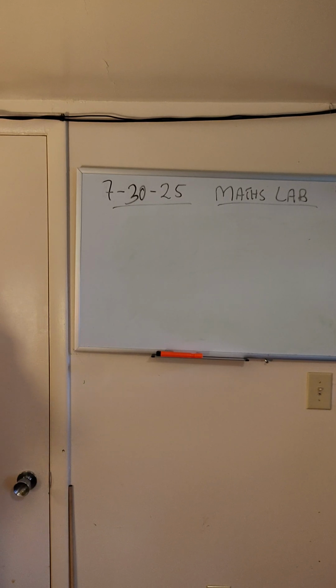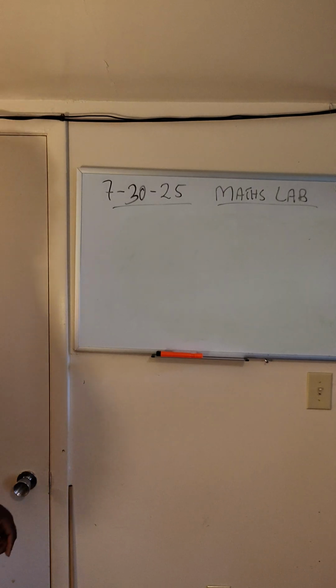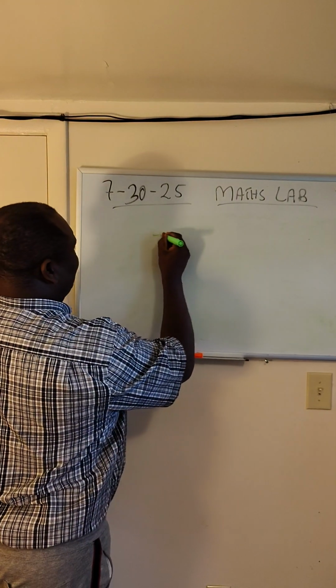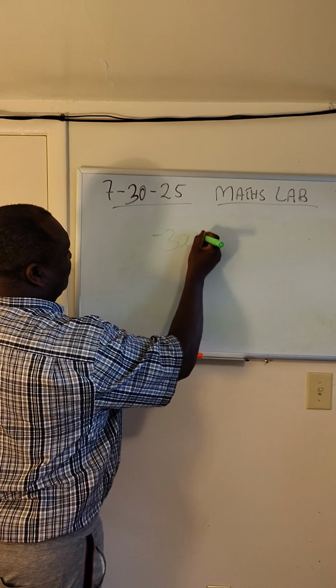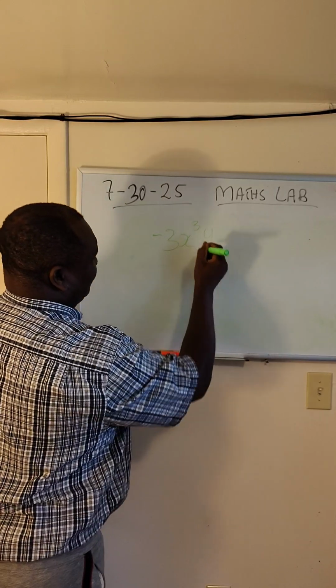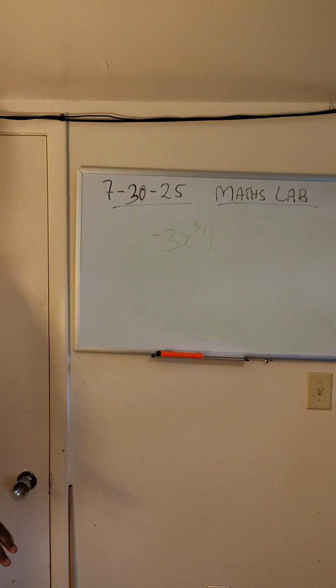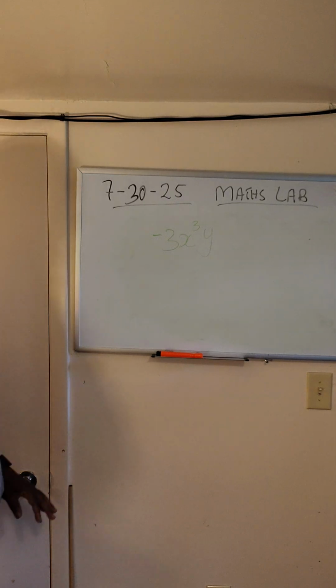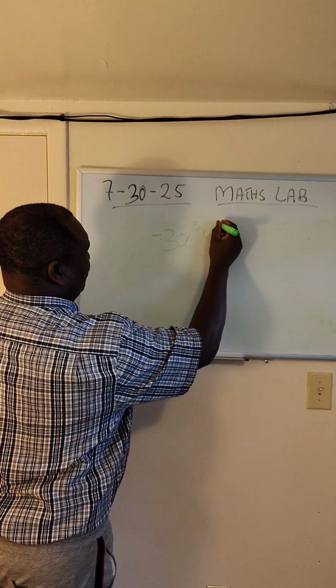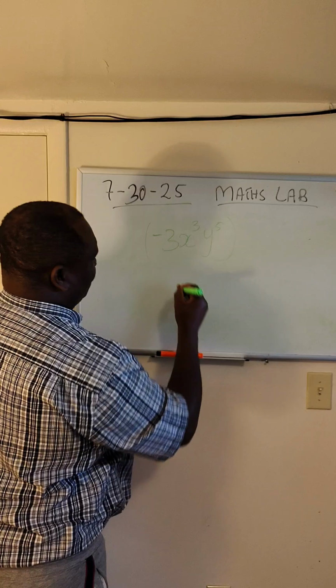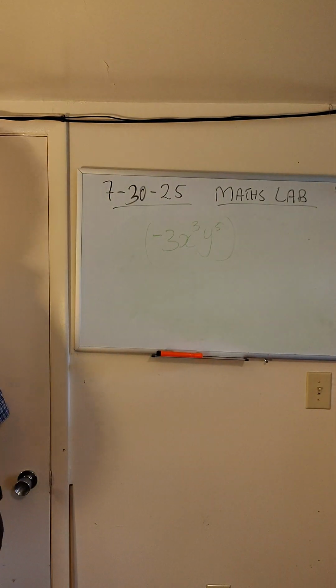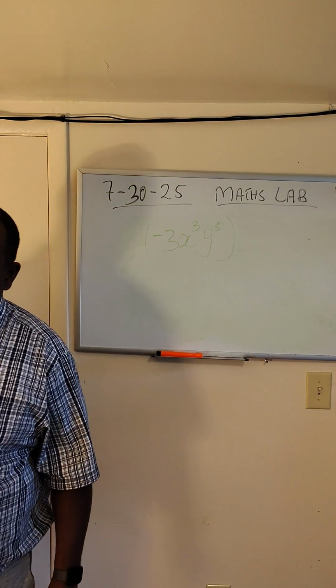So now let us simplify with real numbers. We have real numbers that are also mixed with variables. So now we've been given negative 3x raised to the power of 3, and then there's a y raised to the power of 5, and all these are in brackets. And they are asking us to simplify.